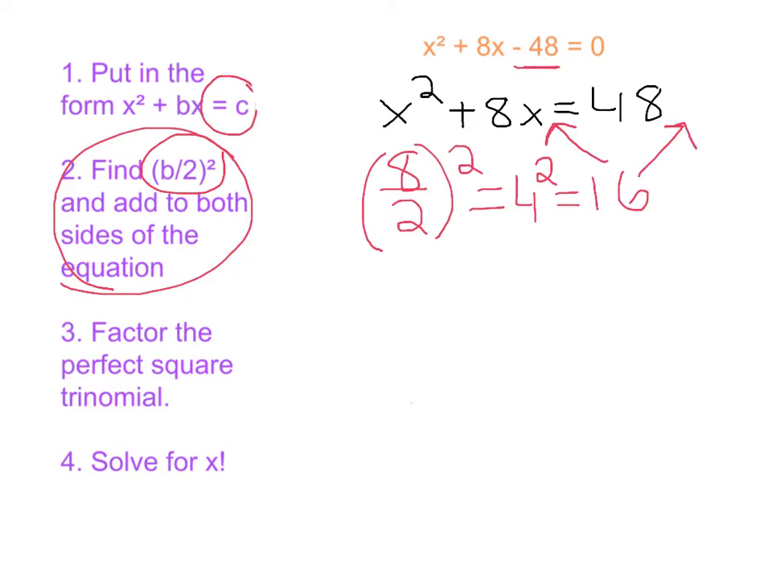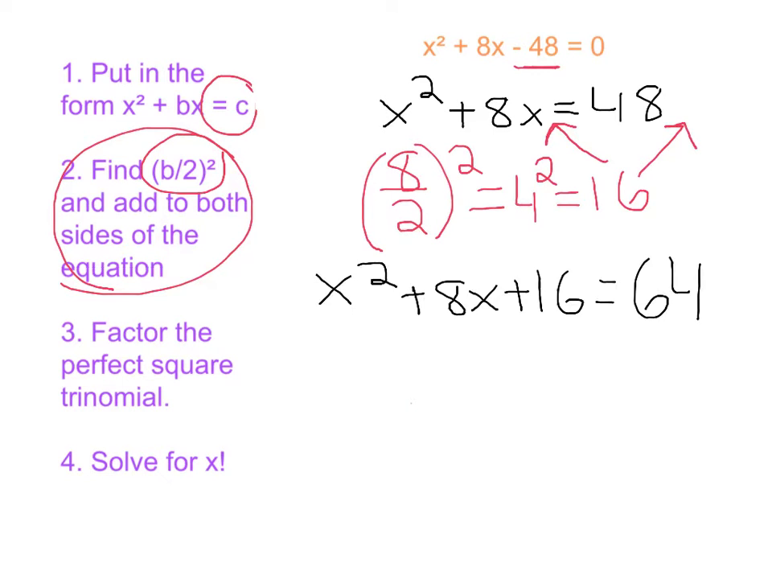We want to add it to the left to create a perfect square trinomial, and whatever you do to one side of your equation, you have to balance it by doing it to the other side. So now we have x squared plus 8x plus 16, which is a perfect square trinomial because that's guaranteed anytime you do that step. And then the other side, 48 plus 16 is now 64. Now that we have the perfect square trinomial, we can factor it. And we just reviewed how to do that.